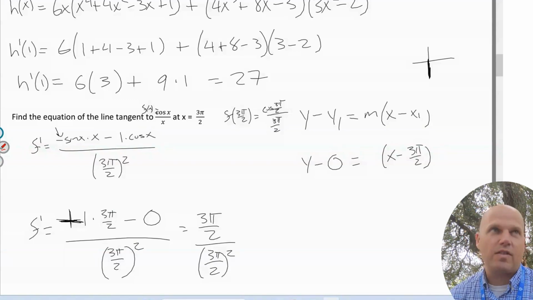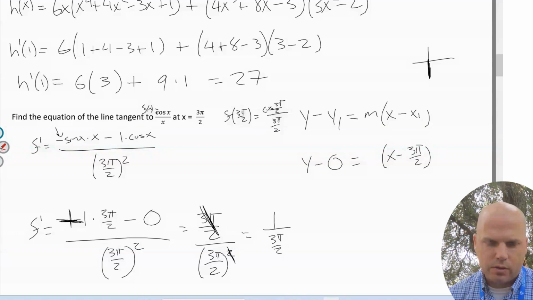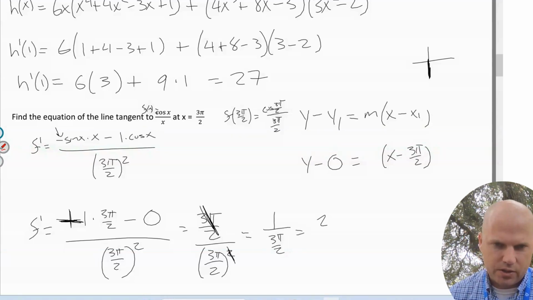Now, you can simplify this in a lot of different ways. One way is to cancel a 3 pi over 2 and realize that you have 1 over 3 pi over 2. I bet you a lot of you are going to make mistakes on this. And you get 2 over 3 pi. That's one way to do it.